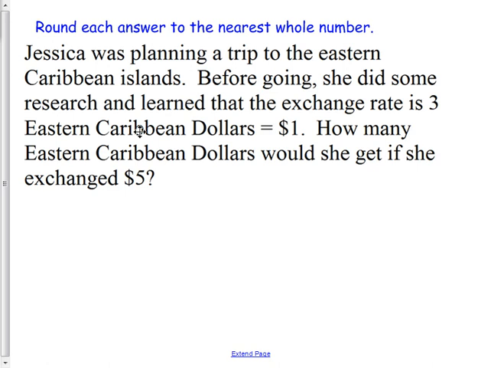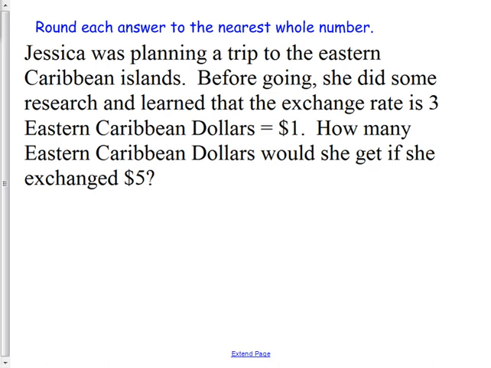Lesson 6-3, we're going to be creating our own proportions given word problems, and we will solve proportions by cross multiplying and dividing. So for number 1 here, Jessica was planning a trip to the Eastern Caribbean islands. Before going, she did some research and learned that the exchange rate is 3 Eastern Caribbean dollars equals $1 US. So how many Eastern Caribbean dollars would she get if she exchanged $5?